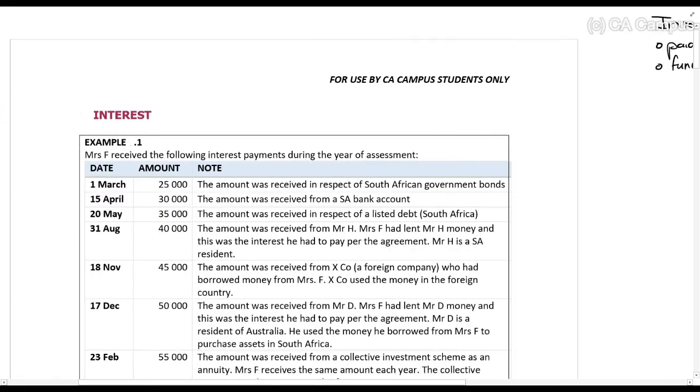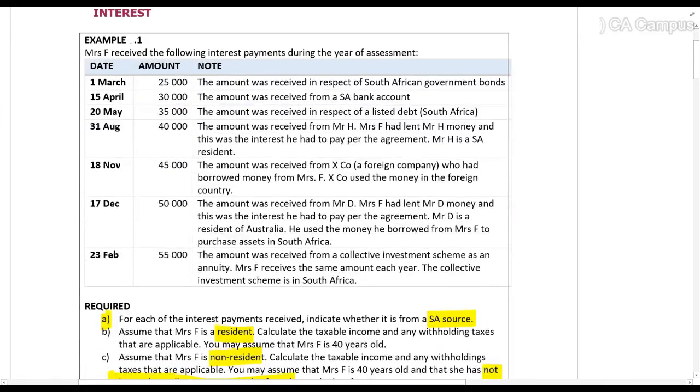Right, so let's look at it. 1st of March, 25,000 rand was received in interest. The amount was received in respect of South African government bonds. So that is a South African source, South African government. So South African government is a resident. The amount was received from a South African bank account. That's a resident. The amount was received in respect of a listed debt in South Africa. That's a resident. The amount was received from Mr. H. Mrs. F had lent Mr. H money, and this was the interest he had to pay per the agreement. Mr. H is a South African resident. Right, so South African source.